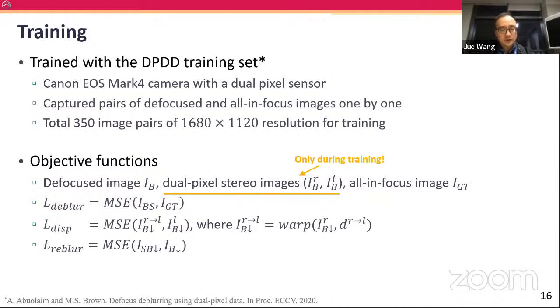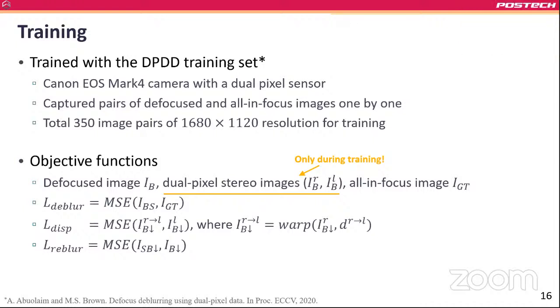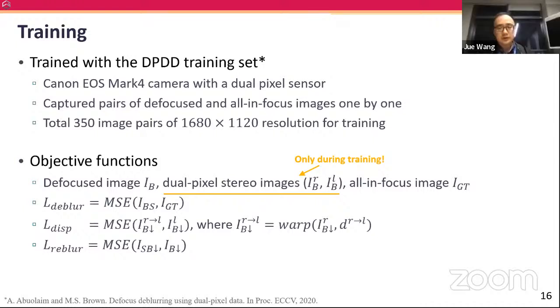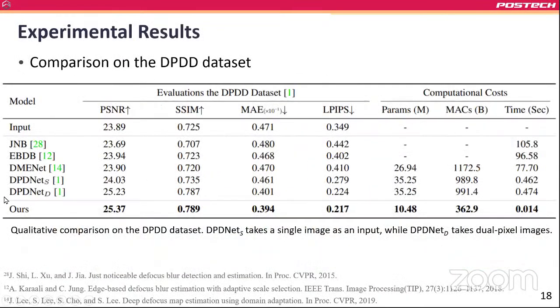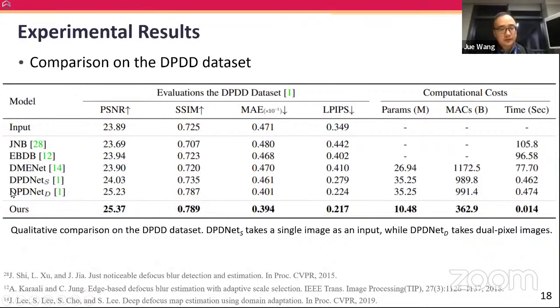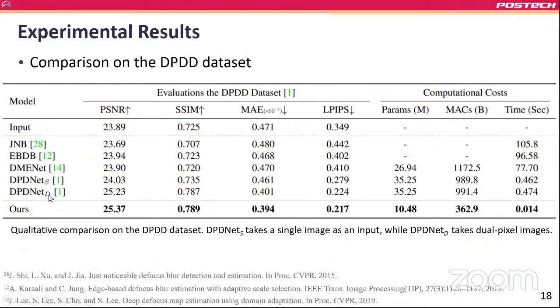Yeah. So although you use dual pixel pairs, your method at testing time only takes one image. Yes. I mean, you mentioned that some other methods take two images as input. Yeah, right, this one here. Yeah, this one was done by the authors who proposed this data set.